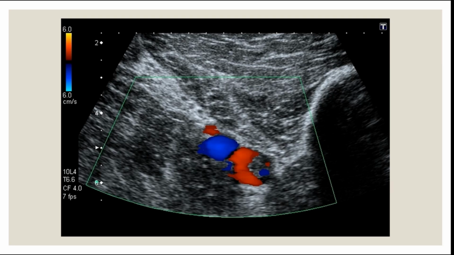Stenosis could be, but stenosis usually shows turbulent blood flow, so you see a mixture of colors. But here, look at the red structure. Also, it's difficult to say which vessels these are. So I'll give you a clue. These are the femoral vessels.